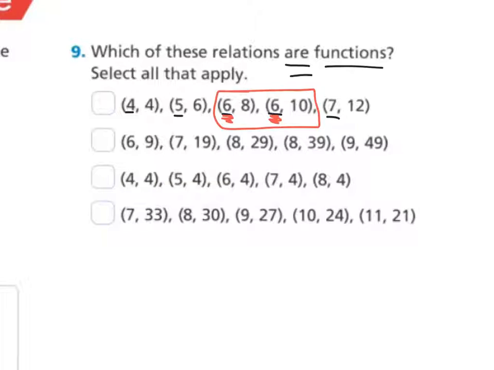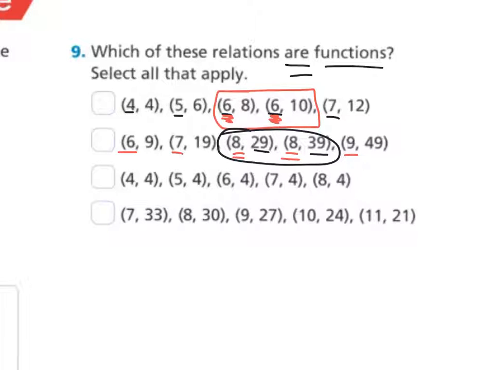The second one, similar story here. If you look at all these, we have 2 X values that are 8, and the one goes to 29, the one goes to 39. So that's not going to work, not a function.